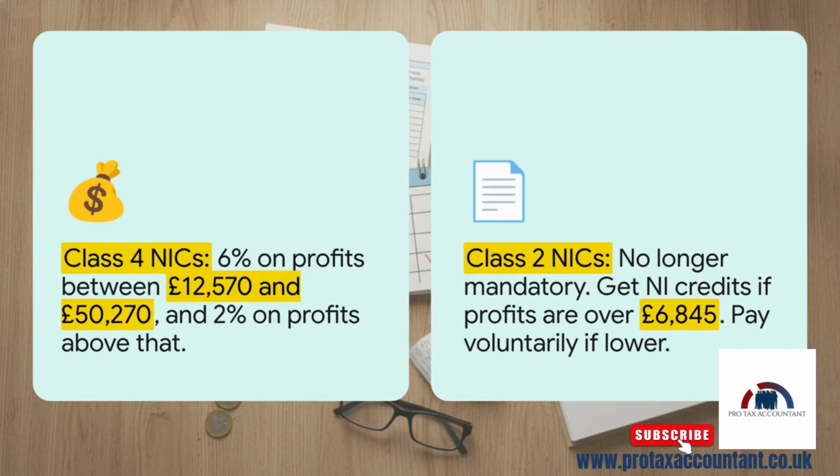It's just a percentage of your profits. You pay 6% on profits between £12,570 and £50,270. Then 2% on anything over that. Simple enough. Then there's Class 2.